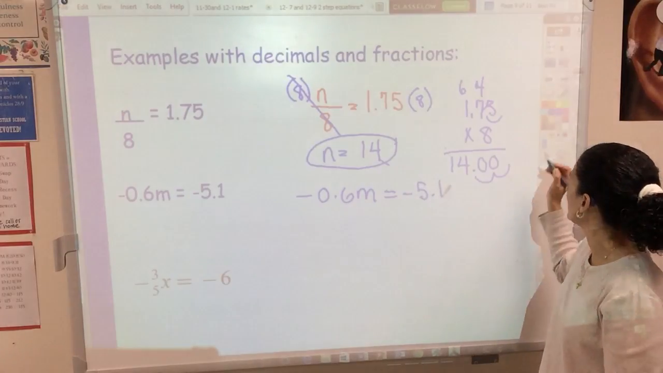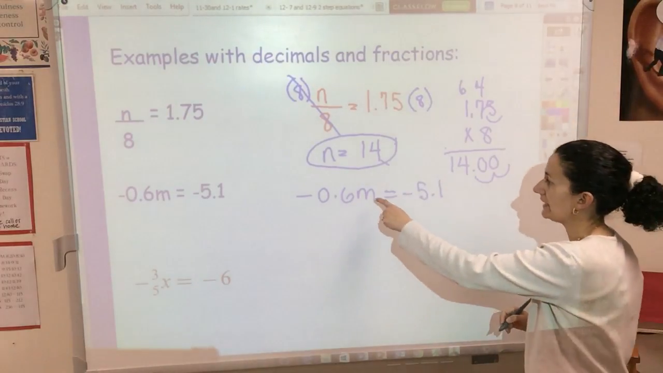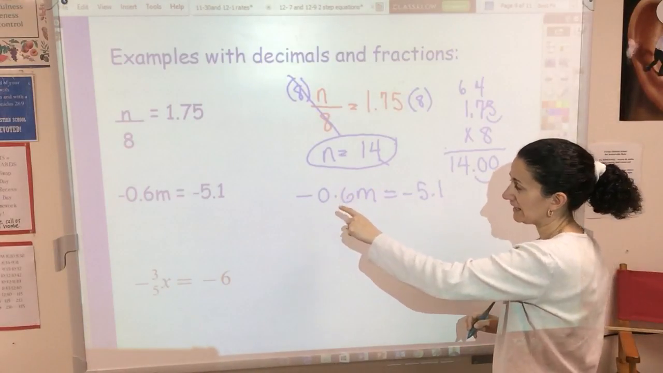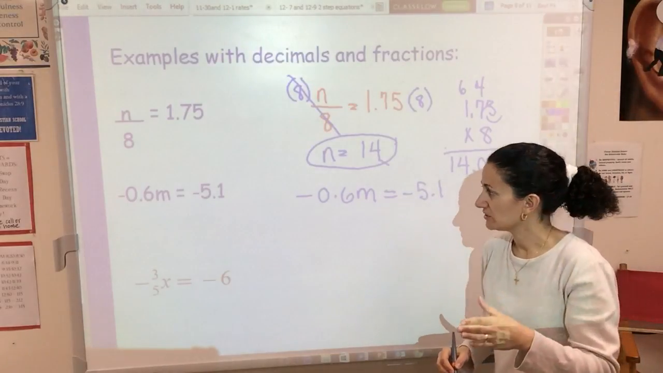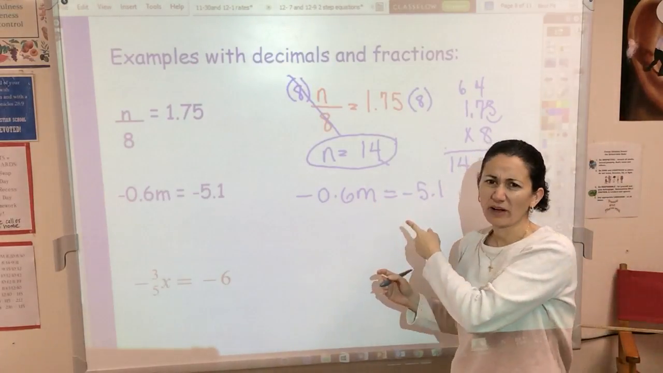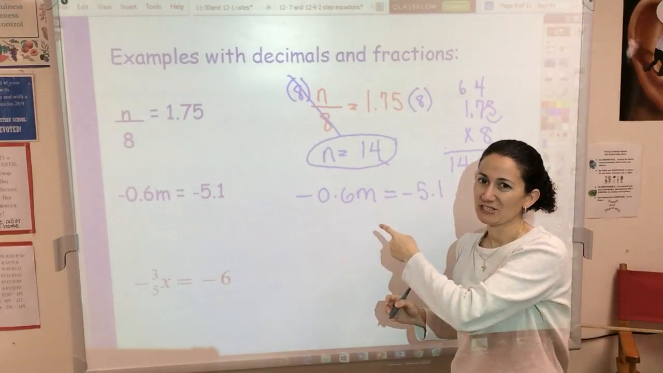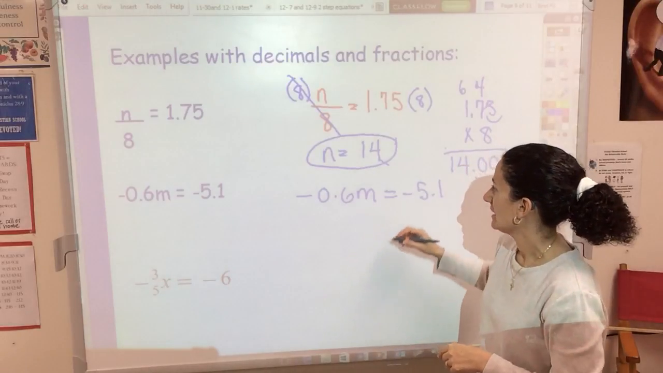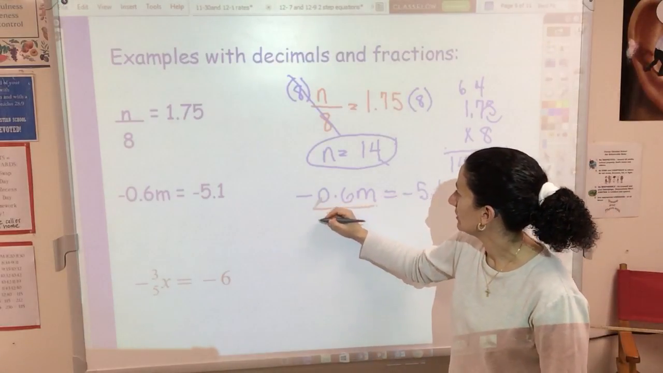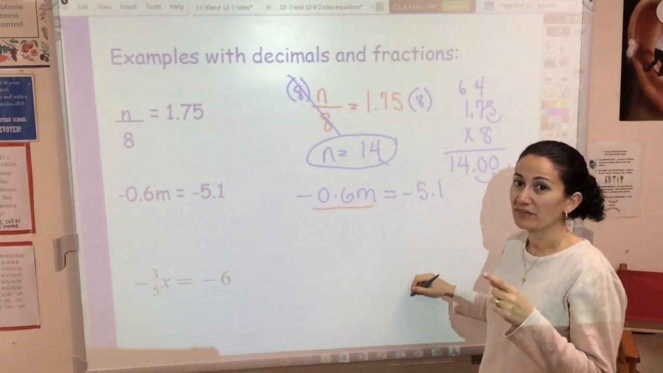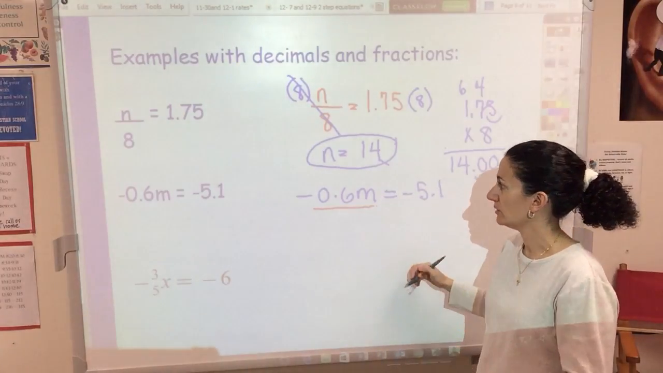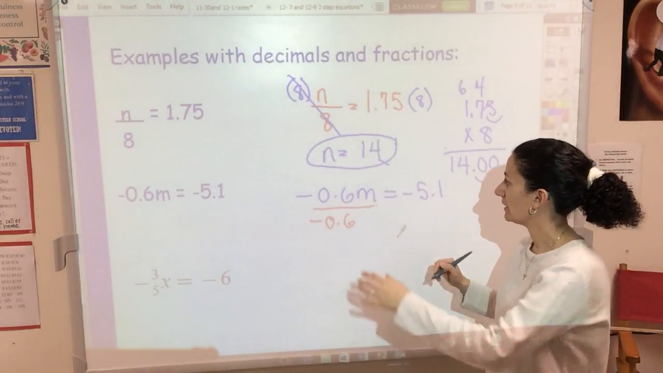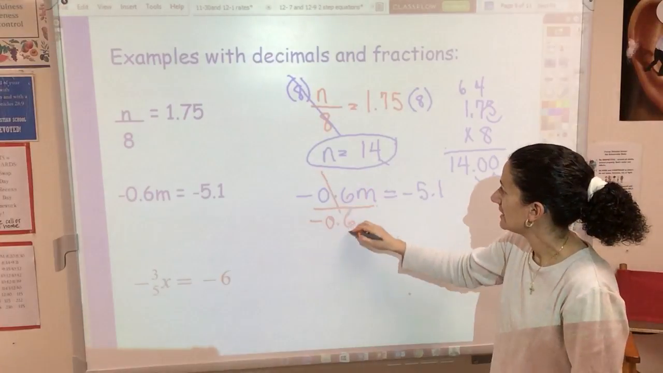Okay? All right, here we have an example where we have 0.6 being multiplied by m. Okay, so same 3 steps. We are going to first try to isolate m by moving this 0.6, or 6/10, and it's negative. We've got to use inverse operations. So the opposite of what is going on here? Multiplication. So the opposite of multiplication is division. Again, we show division by using a fraction bar, and we're going to divide by the exact number with the variable. So that would be negative 0.6.